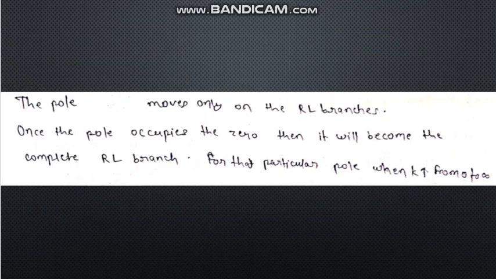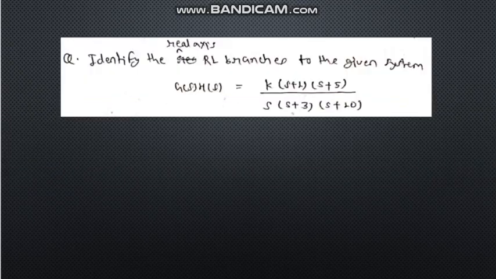So the poles always move on the root locus branch. What is a root locus branch? The root locus is the locus of the poles, and k is the parameter. If you vary k from 0 to infinity, the root locus branch will start from a pole and end at a zero.